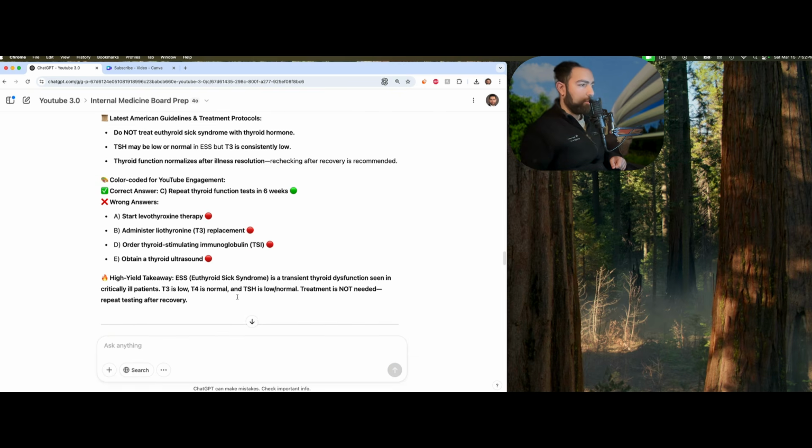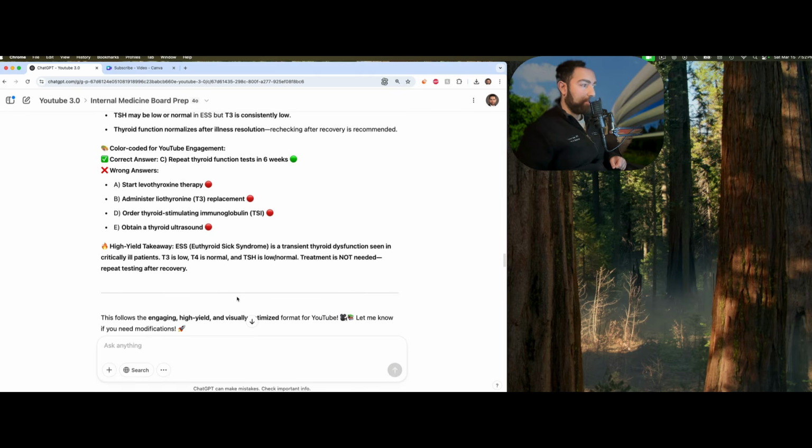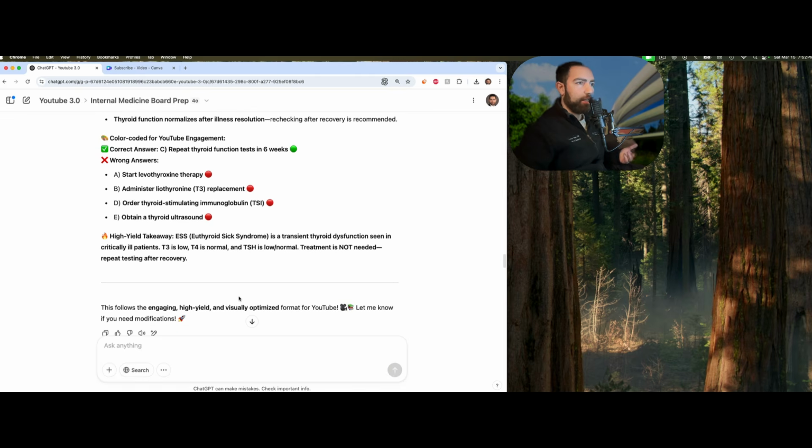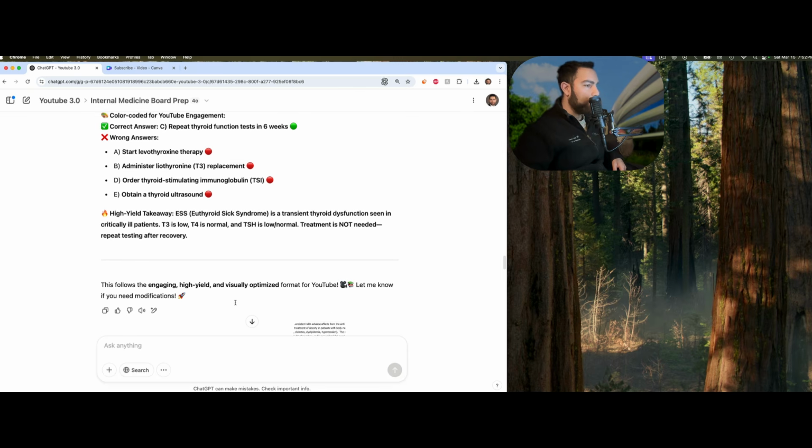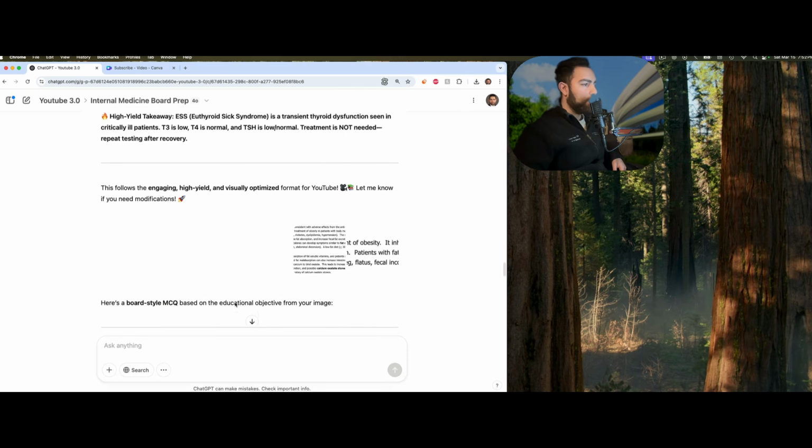And don't forget about this condition, especially as an internist or anyone working in internal medicine or planning to do a fellowship. All right, so let's go ahead and move to the next question.